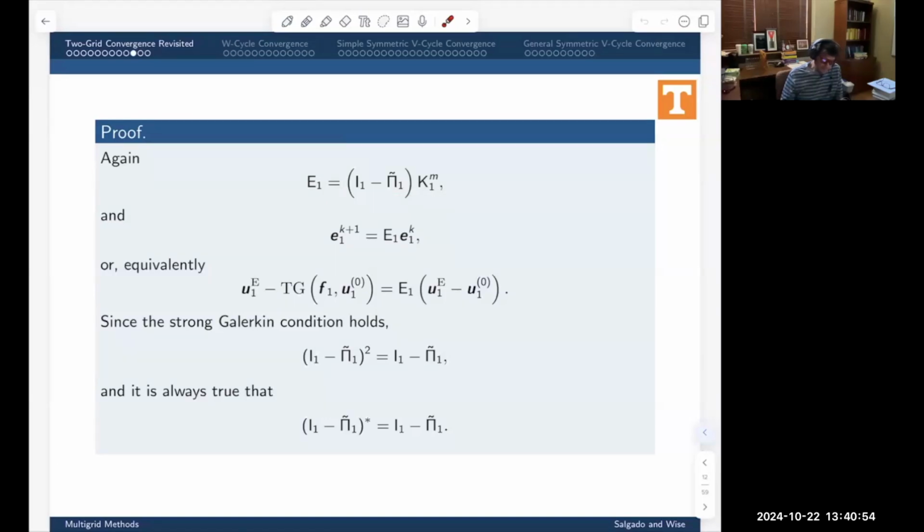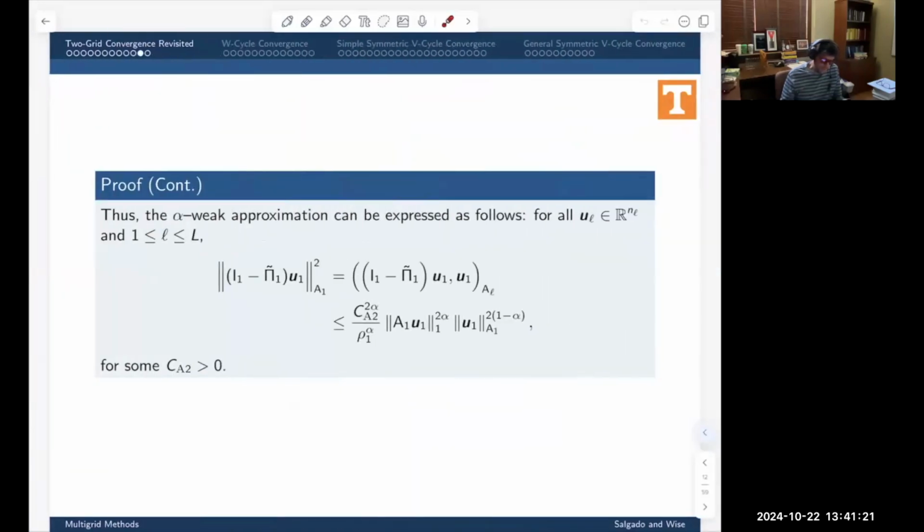Now, recall that the strong Galerkin condition holds, and so that means that I minus pi 1 tilde is always a projection matrix. So the Galerkin condition means that pi 1 tilde and I minus pi 1 tilde are projection matrices. It's always true, even if I don't assume that, just by the construction that I've done, that I1 minus pi 1 tilde is self-adjoint, and that's that statement. If those two things are true, then it's fairly easy to show that this equality holds. Okay, so that's all I'm doing, as I'm leading up to showing that this equality between this object and this object holds.